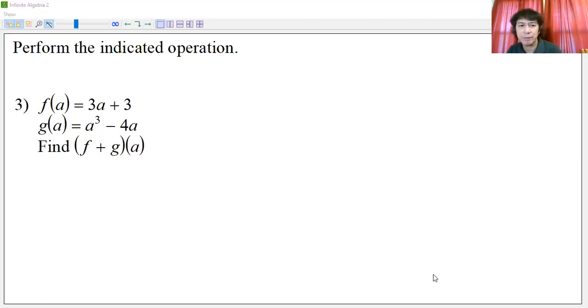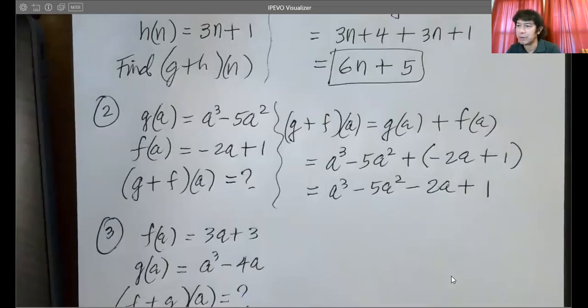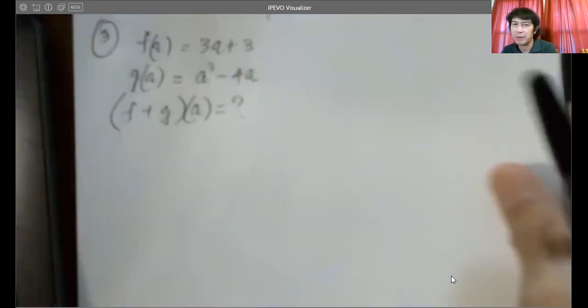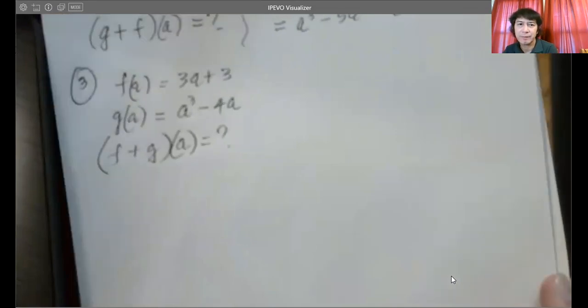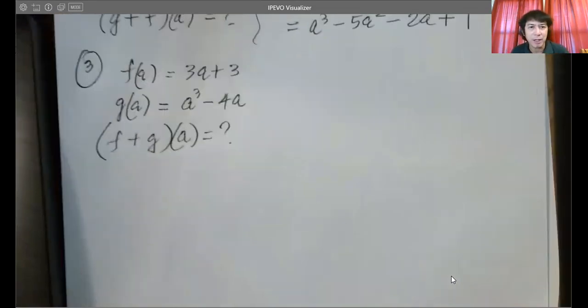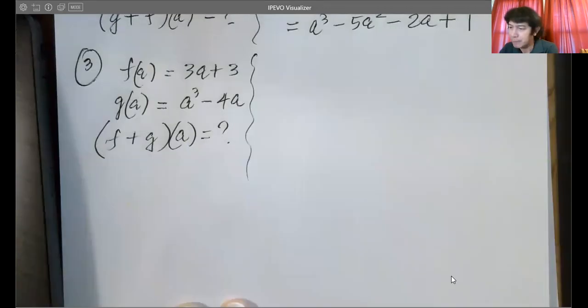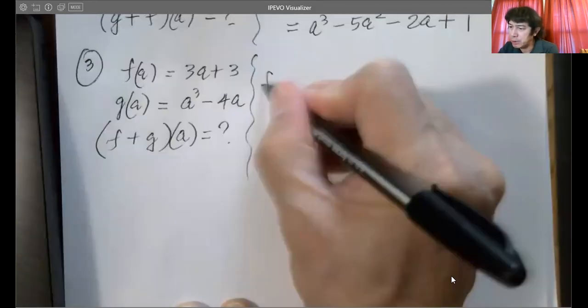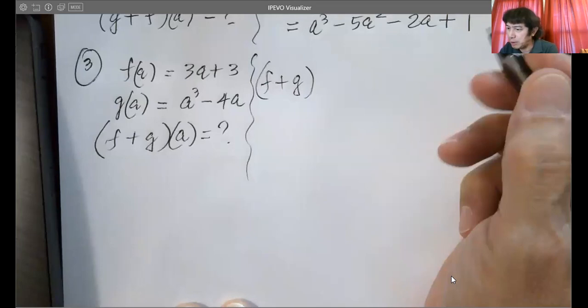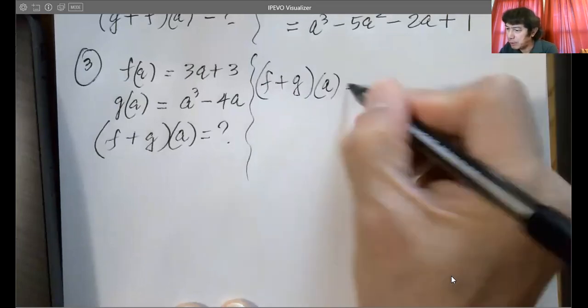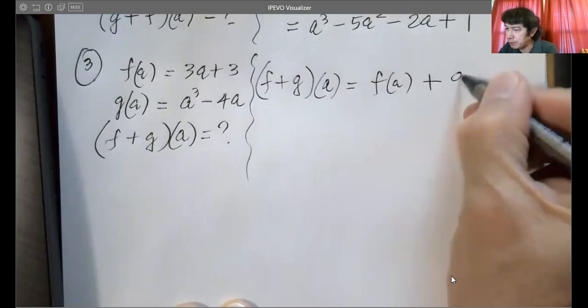We're doing the third now. Okay, here's the third. We shall adjust the paper so we can see it clearer. Here's F of A is equal to 3A plus 3. G of A is equal to A cubed minus 4A. We're asked to get the sum of F and G. All right, so the solution looks like this. F plus G of A is equal to F of A plus G of A.